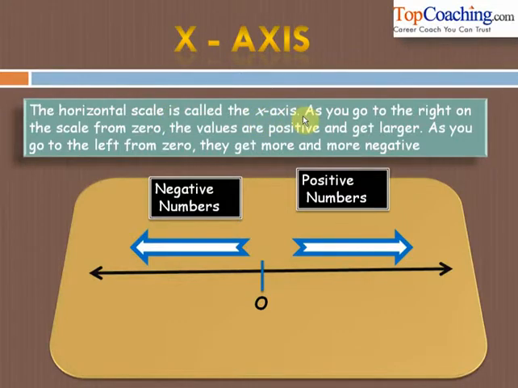So as you go to the right on the scale from 0, the values are positive and get larger. So when we move towards the right hand side of the 0, we see the numbers are positive and their values are increasing. So you can find 1 here, then 2, then 3 and 4. So the numbers are in the increasing order. Similarly, as you go to the left from the 0, you get negative numbers. So you'll get -1 here, -2, -3, and again we see that as you go towards the left side of 0, the numbers start decreasing. So on the right hand side you'll find positive numbers, and on the left hand side you'll find negative numbers. So this is all about the x-axis.